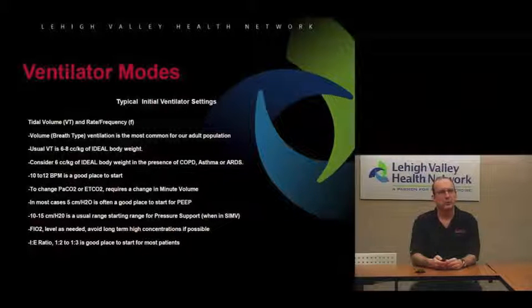For our patients with COPD, asthma, ARDS, and acute lung injury, maybe we want to consider starting at the lower end of that, maybe 6 milliliters per kilogram of ideal body weight, if we have to increase our rate a little bit to get the ventilation we need. A good place to start most of the time, especially if they're coming off a bag valve mask right to our vent, is maybe 10 to 12 breaths per minute. And then adjust as you need to.